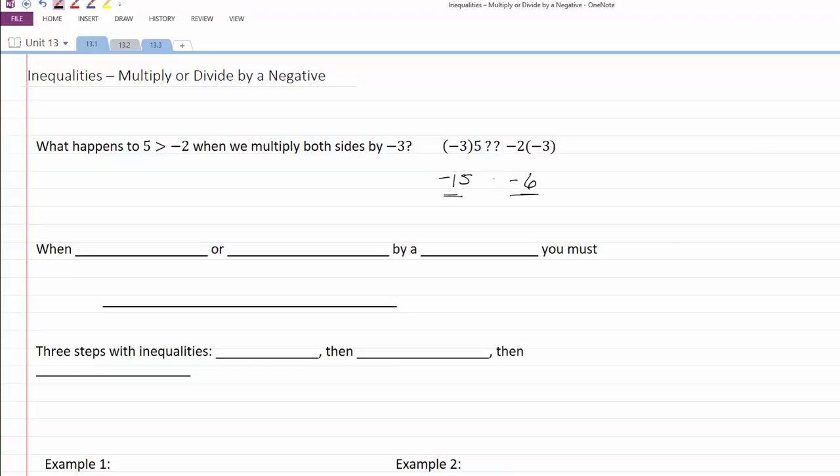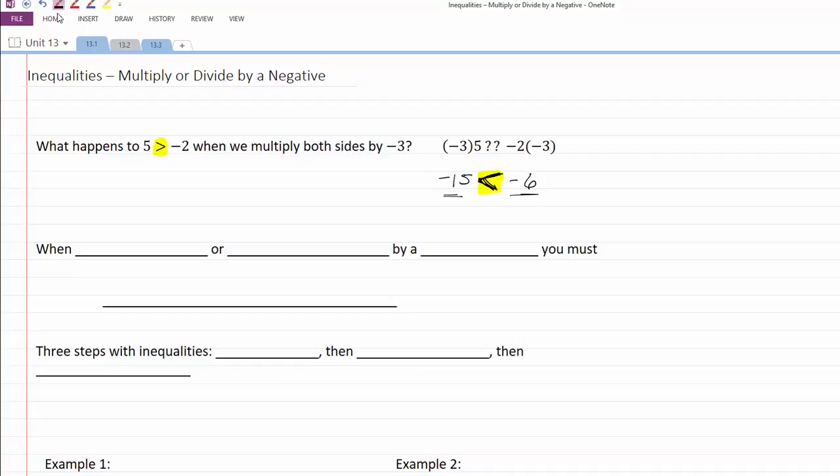So our inequality would now face the other direction. It would flip over in order to have a true statement. If we had kept this inequality the same as what we started with, a greater than, we would have a false statement here. But by flipping it over, we keep a true statement.